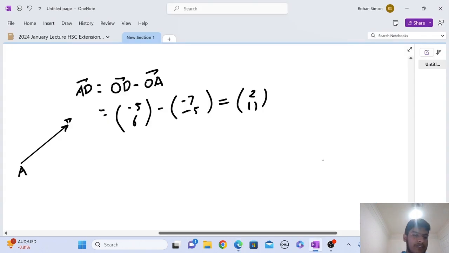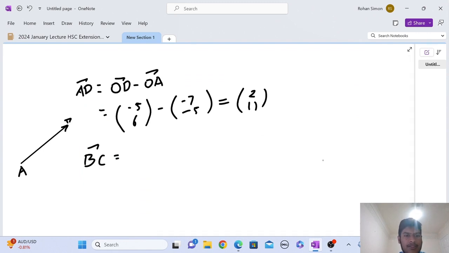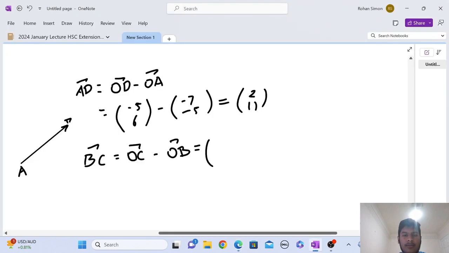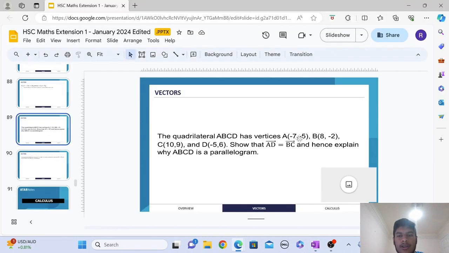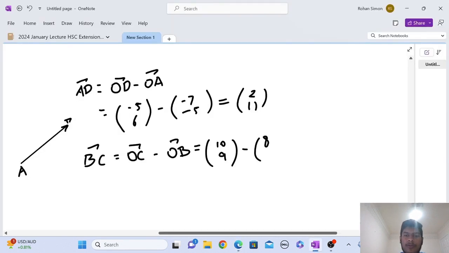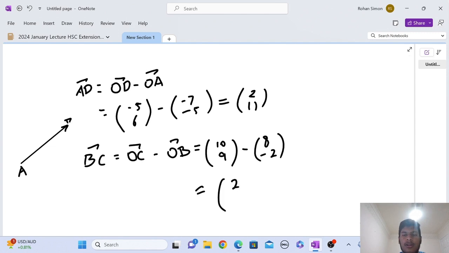So let's see what we get when we find vector BC. Same approach. Finish, OC, minus start, so minus OB. So we get OC is 10, 9, minus OB is 8, minus 2. And so we get 10 minus 8 is 2, 9 plus 2 is 11. So you get AD equals BC.